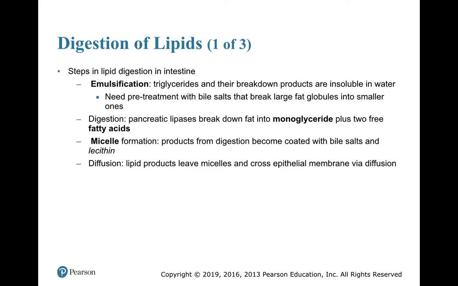Fats do have a tendency to form micelles. Micelles are small, circular, almost bubbles of oil, and that helps when they are coated with bile salts and something else called lecithin. And then they can leave the micelles and cross the epithelium membrane through diffusion.